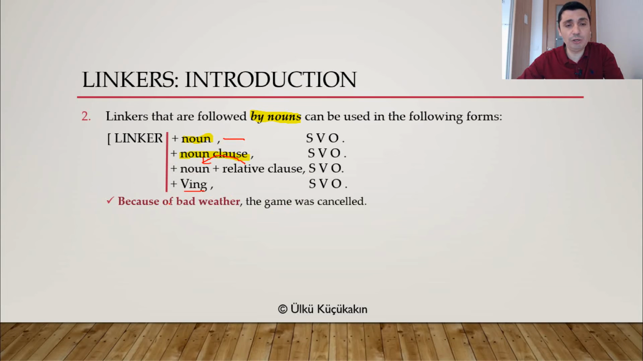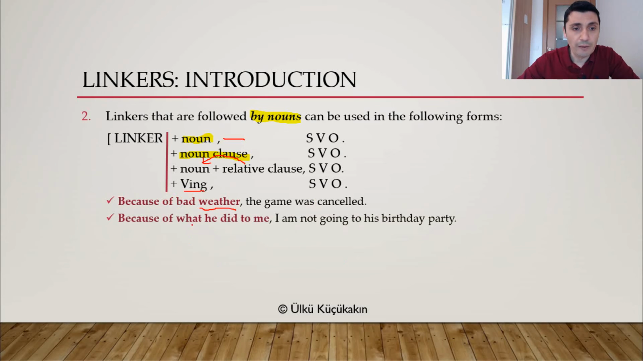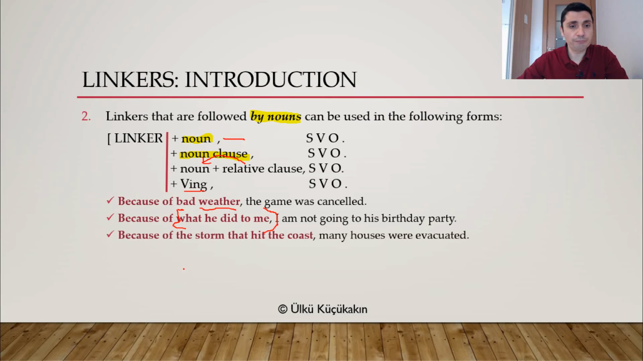It's very simple, because of bad weather. Adjective does not change anything. The important thing here is the weather, okay? Because of bad weather, the game was cancelled. Now, look at this one. Because of what he did to me. People, this is a noun clause. For this reason, it's simply a noun. Because of what he did to me, I'm not going to his party. It's a noun clause.